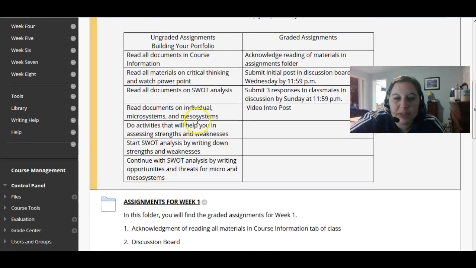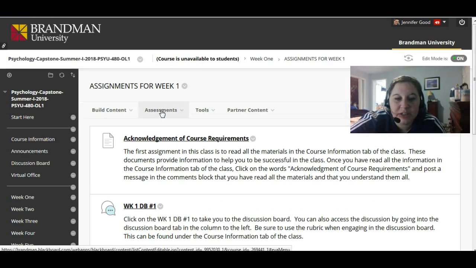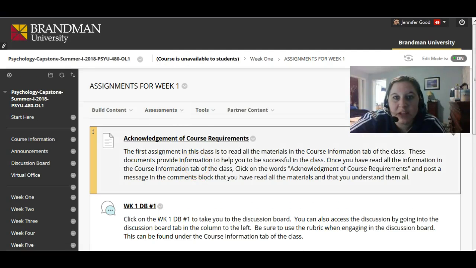For the graded assignments, let's look down below. So if you go in this tab, you're going to see some of the various graded assignments. The first one is Acknowledgement of Course Materials. Basically, this prompt asks you to look at the course information tabs and to make sure that you understand all the policies that you see.